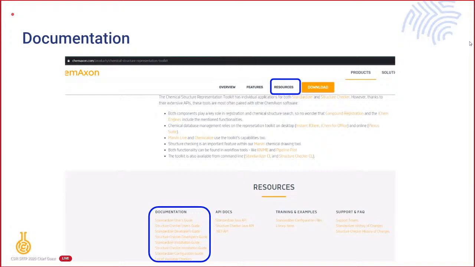So if you go to chemaxon.com/product, you will see all the tools by ChemAxon, and if you go into the Structure Representation Toolkit product and click here on this resource, it will take you to the bottom of the page. Here are the links to these documentations, user guides, and developer guide. Like this, you can also go to the documentation of the structure checkers as well as calculators. And not only these, but you can also go to the documentation of the tools which we showed in the previous session, and the later sessions we will show.